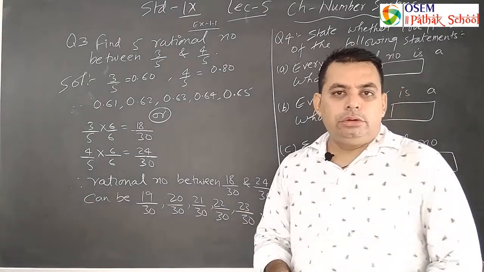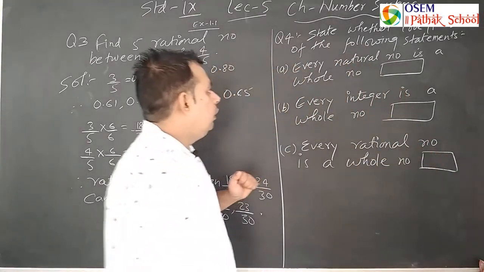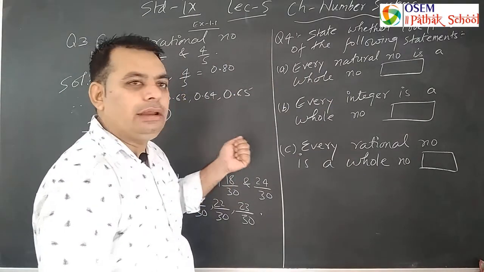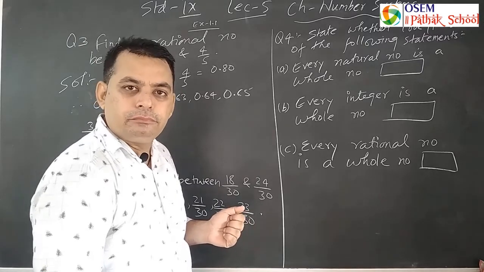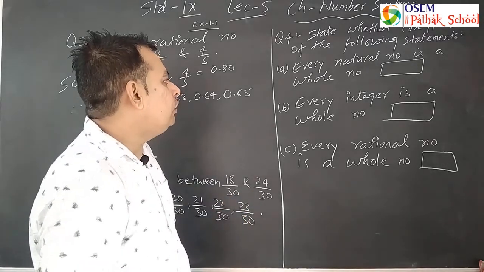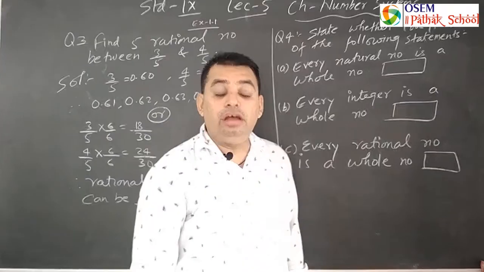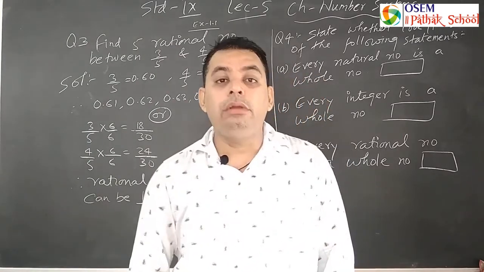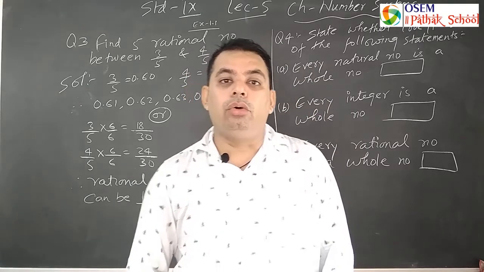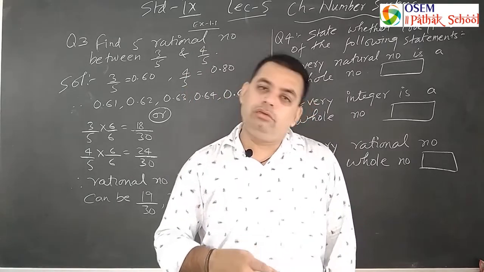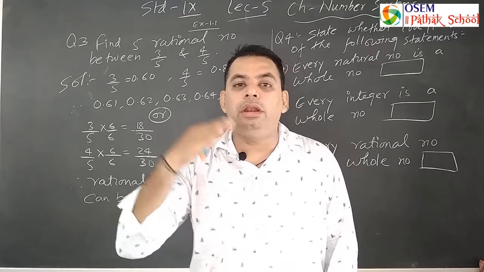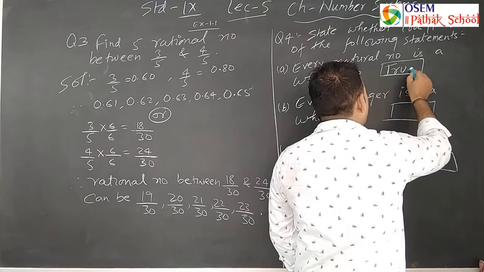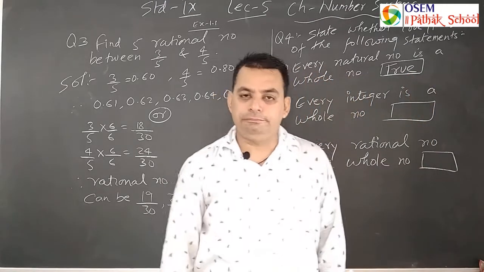Clear now? Now, state whether true or false for each of the statements. हमें बताना है कि ये true या false है. The question: every natural number is a whole number. Is every natural number a whole number? Yes, because the natural numbers start from 1, 2, 3, 4, and the whole numbers start from 0. So every natural number will always be a whole number. So this answer is true. I also gave the reason.